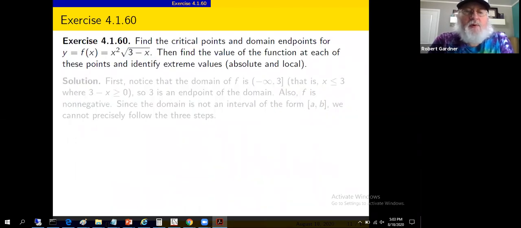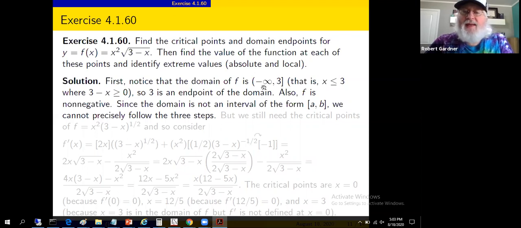Okay, here's one a little more interesting. Find the critical points and domain endpoints. I think it's only got one endpoint. For the function y equals f of x equals x squared square root of 3 minus x. Then find the value of the function at each of these points, the critical points and the endpoint, and identify extreme values, absolute and local. Okay.